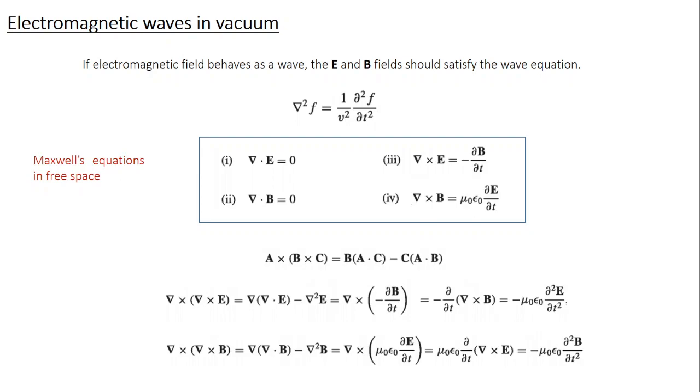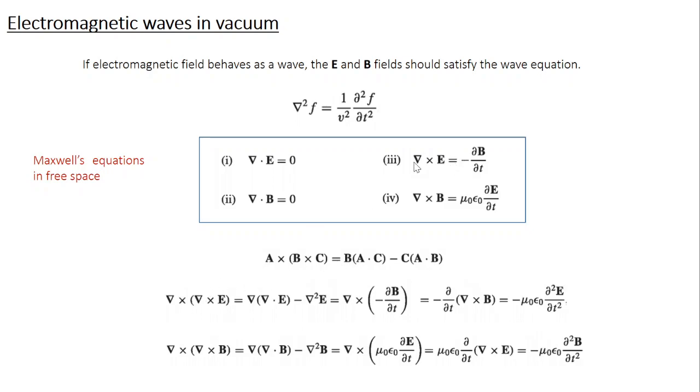Hope you remember these. Divergence of E equal to 0, divergence of B equal to 0, curl of E equal to minus dou B by dou t, curl of B equal to mu naught epsilon naught dou E by dou t. Let's take the curl of the last two equations. Hope you remember the triple product: A cross B cross C equals B times A dot C minus C times A dot B. This is given in Chapter 1 of Griffiths.